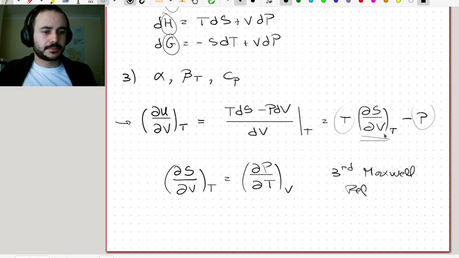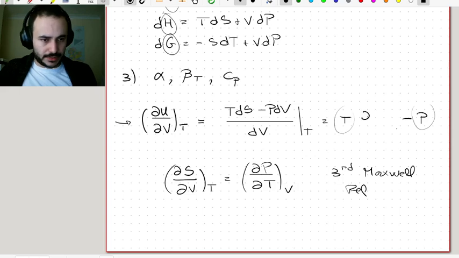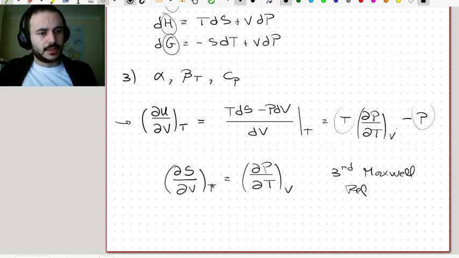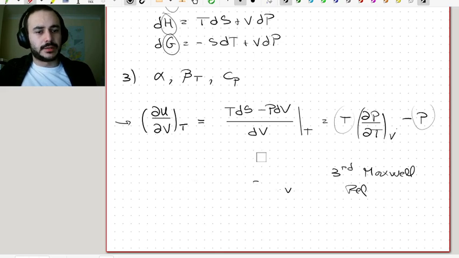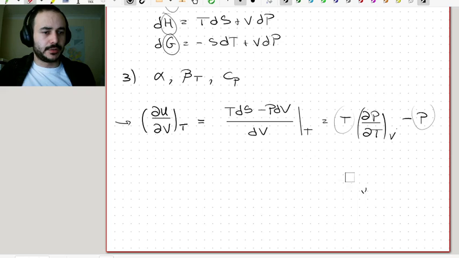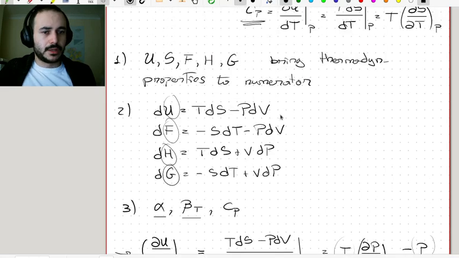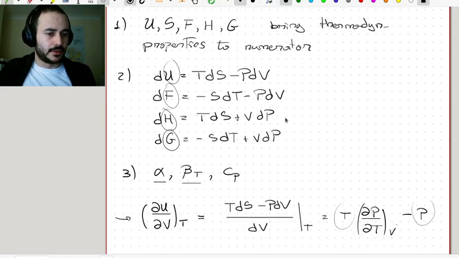Okay, so we do that and we just replace this that we found, the partial derivative of P with respect to T at constant V. Okay, now the final step of our general procedure is to try and write this derivative in terms of alpha or beta. So is this already alpha or beta? It's P, T, and V.